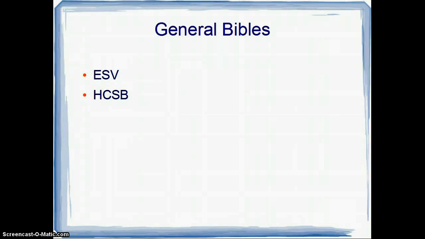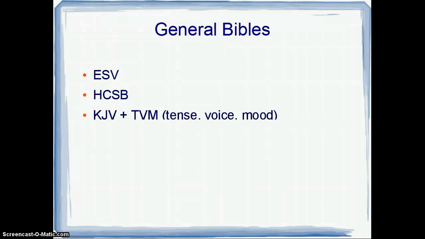Also the HCSB, which is the Holman Christian Standard Bible. Now that is a Southern Baptist translation. And I would recommend to get a few, at least no less than 4 of your modern translations. That way you can use them in compare mode and you can kind of see how they translate differently from each other. Then also I would get the KJV plus the TVM.